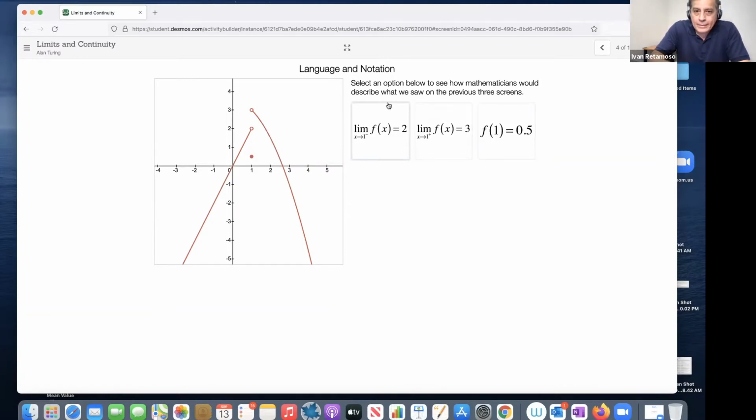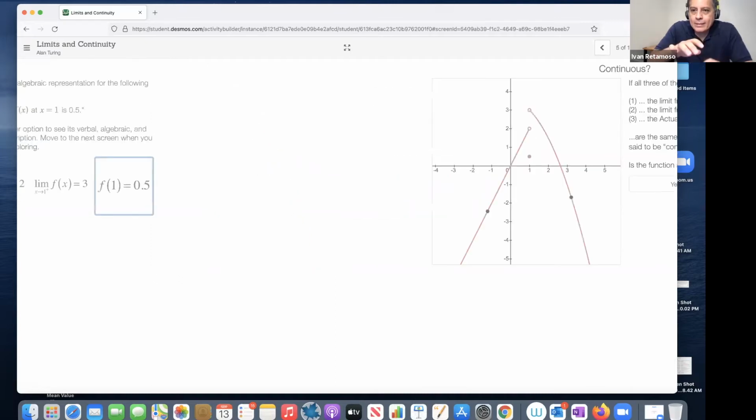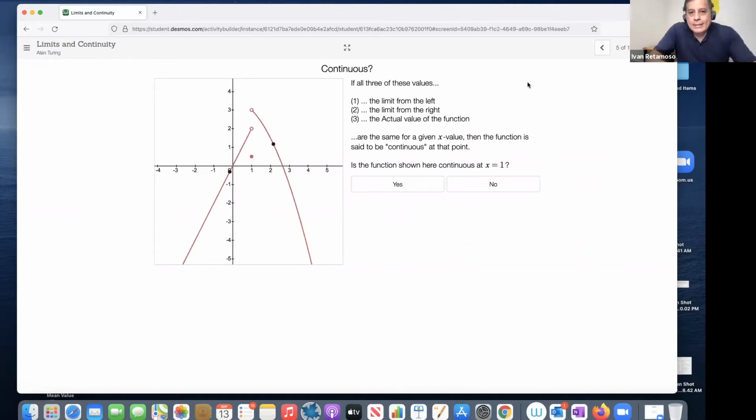So select the option below to see how mathematicians would describe what we saw on the previous 3 screens. This one is this, right? When you approach from the left to the input value 1. This one is when you approach from the right. Remember, limits deal with what happens to the output values when you are in the neighborhood of an input value, right? From the left or from the right. And then this one tells you what happens exactly at 1. Exactly at 1, the evaluation is 0.5. Great. Next challenge. Now all at once. It says, if all 3 of these values, right?